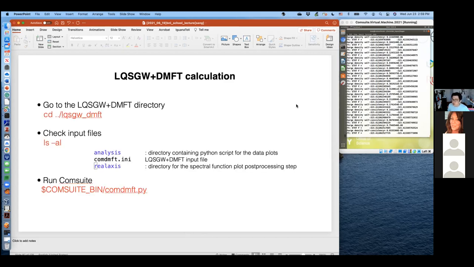Okay, so my laptop tells me that the LQSGW calculation has not been done yet. So let's wait until the calculation finishes. And if you have any questions, just let me know. We have some time until the LQSGW calculation finishes. I hope that it finishes soon.